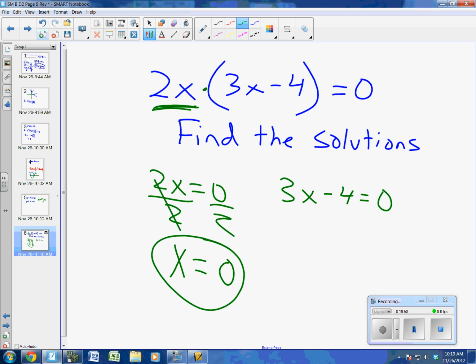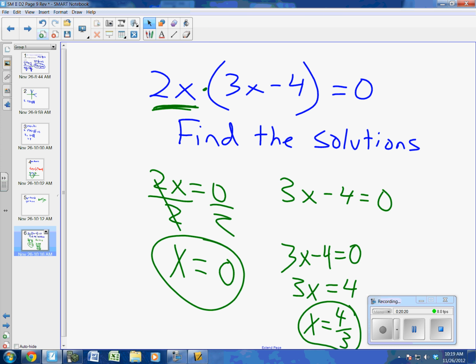Okay, the second one. 3x minus 4 equals 0. What about this one right here? What would I do? Okay, add 4. And then what? Divide by 3. And I get x equals 4/3. There's my other answer. That's 1 1/3. So there's my 2 answers. That's it. Pretty simple, isn't it? That's all you have to do to get one of the problems right tomorrow on the test. Okay?